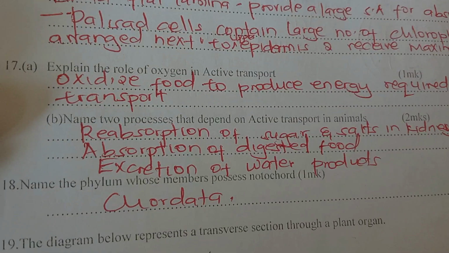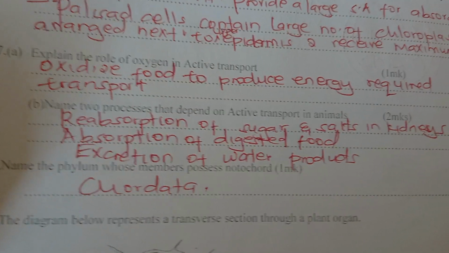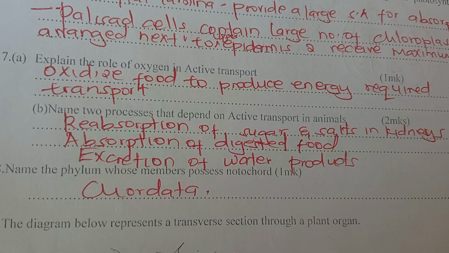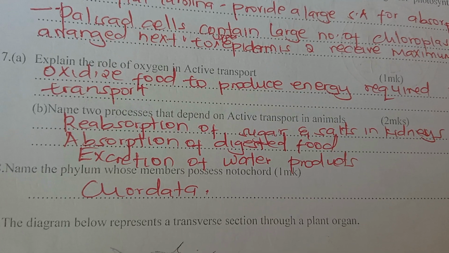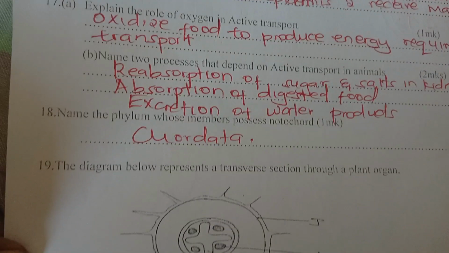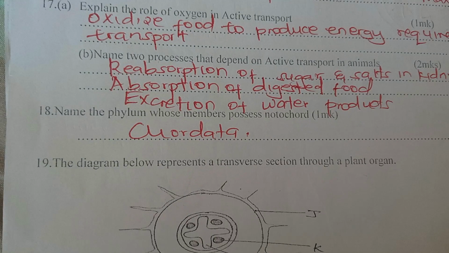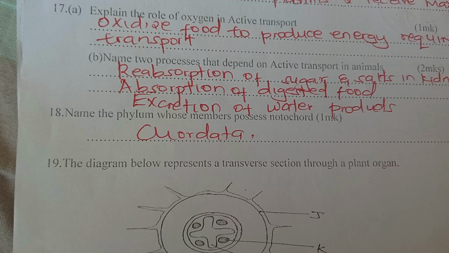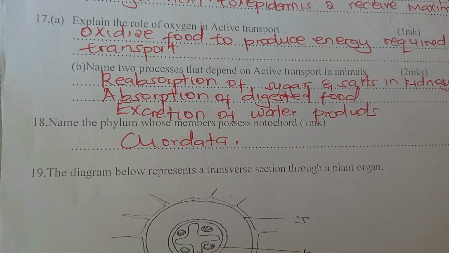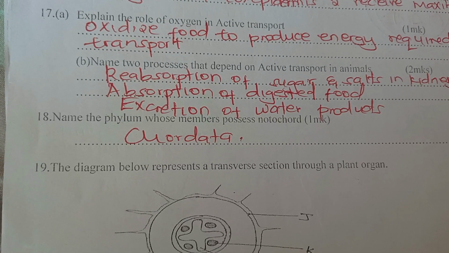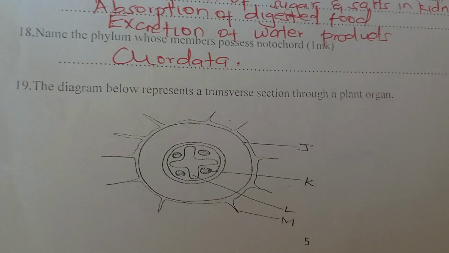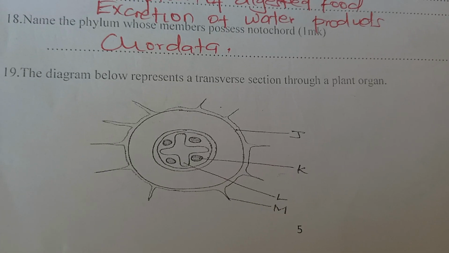Explain the role of oxygen in active transport. Its role is to oxidize the food to produce energy that is required for active transport. Processes that depend on active transport, you have reabsorption of sugars in the kidney, absorption of digested food, and then also excretion of waste products. Phylum whose members possess a notochord, that phylum is called Chordata.